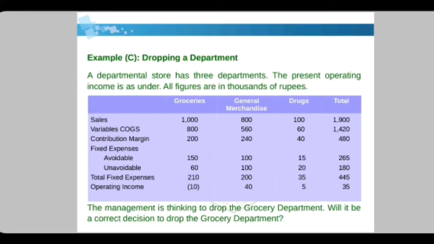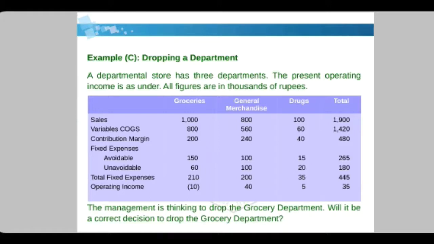For general merchandise, the contribution margin is 240 and total fixed expenses is 200. So operating income will be 240 minus 200, that is 40. In the drugs department, contribution margin is 40 and total fixed expenses are 35. So there is an operating income of rupees 5, and total operating income is rupees 35, right? If you see carefully, there is a loss in the groceries department, while there is a profit in general merchandise and drugs departments, and there is a total profit of rupees 35. All figures are in thousands, so you consider it.